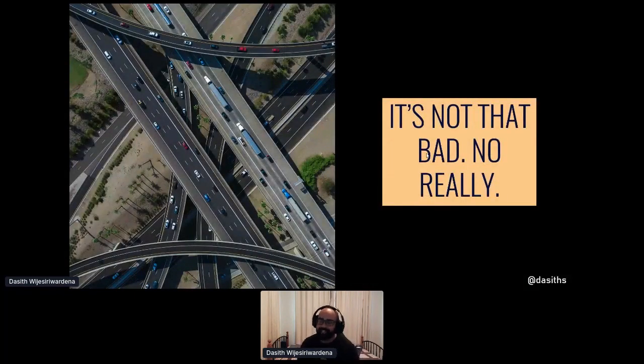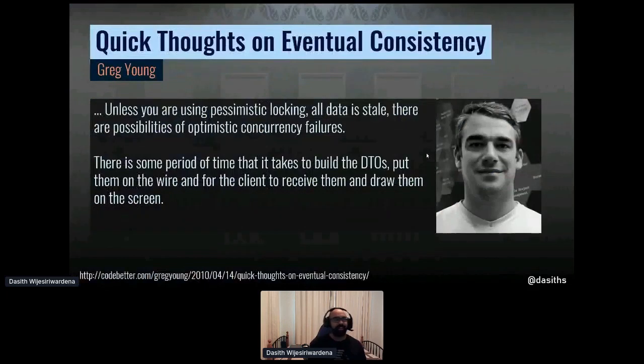The user experience here might not be great, and for invariant conditions, this might be bad, like the one where our order quantity needs to be less than available quantity. But it turns out it's not as bad as it first sounds. I'll tell you why. Greg Young, who coined the term CQRS, has some thoughts about eventual consistency.